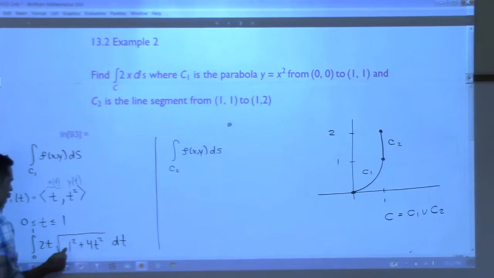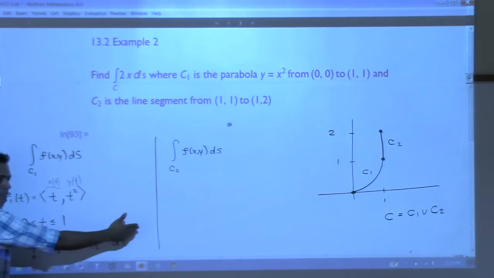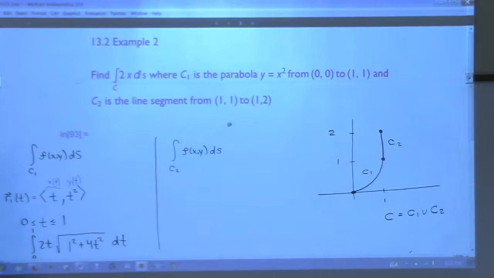Then derivative of x with respect to t, took derivative of this and squared it, plus derivative of this and squared it, and then dt underneath the square root. Okay, that's our integral.